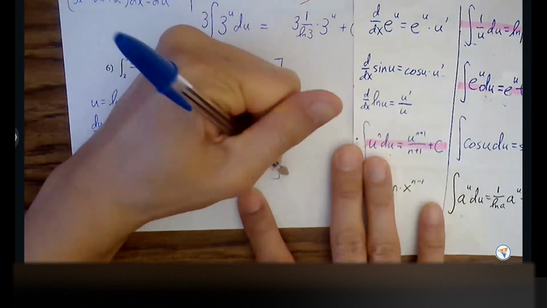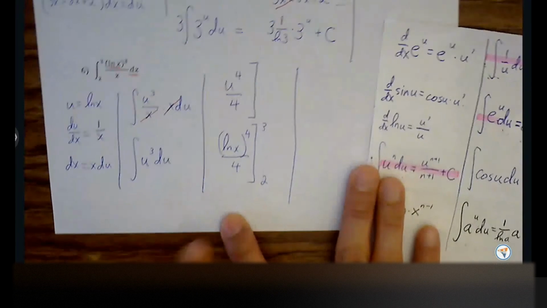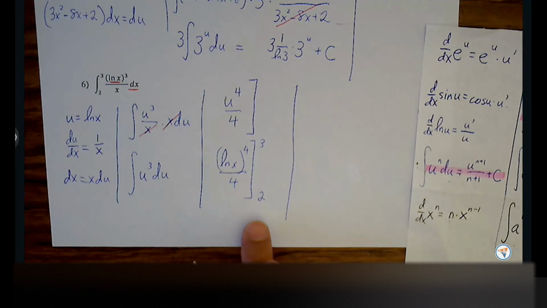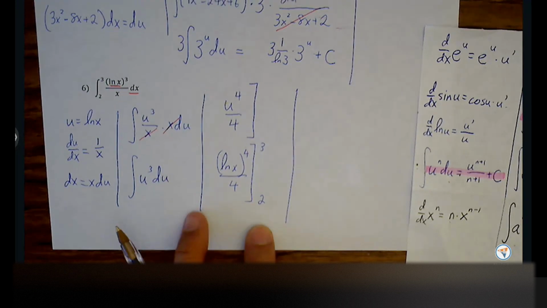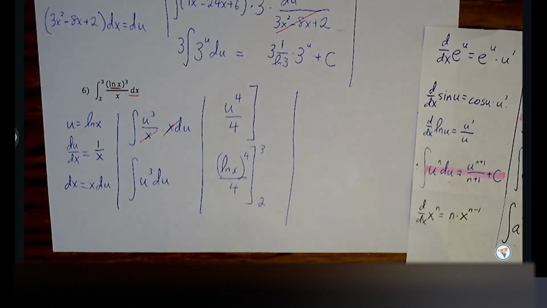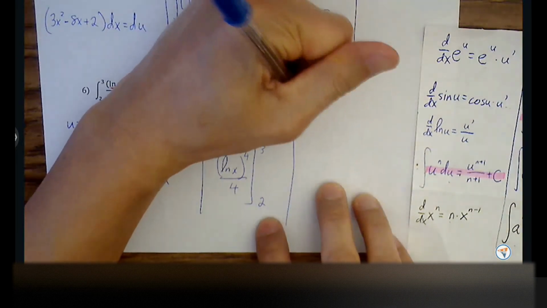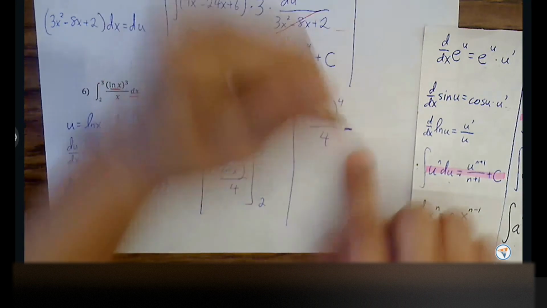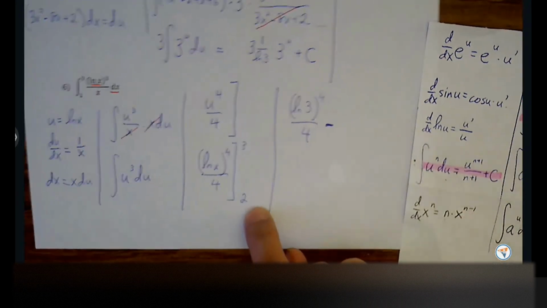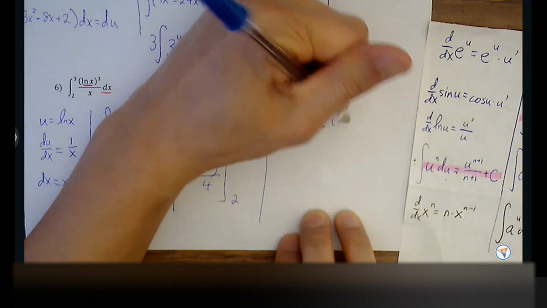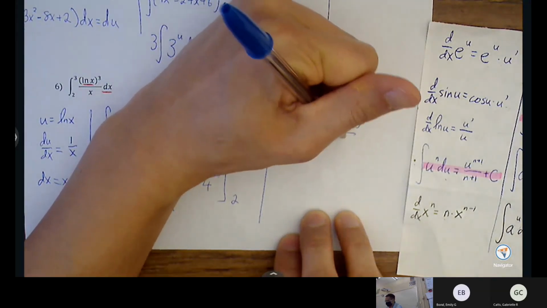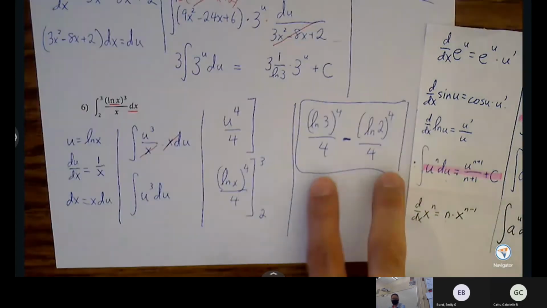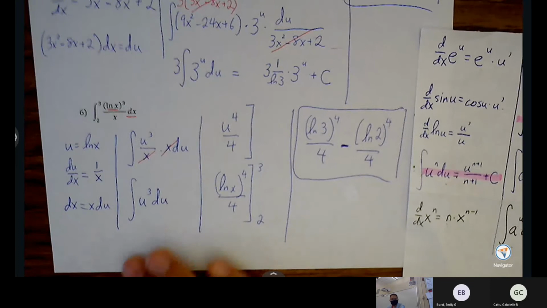And now we can work in the bounds. Okay, which gets plugged in first? The top one, the 3. Yeah, yeah. And we always put a minus sign afterwards, and then we work in the lower bound. You don't have to simplify it. As soon as you get to this step, you can leave it alone. That's sufficient.